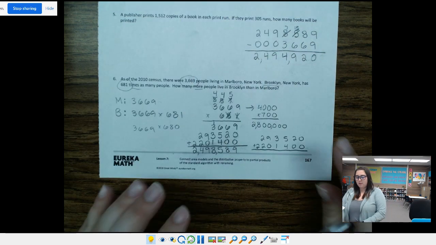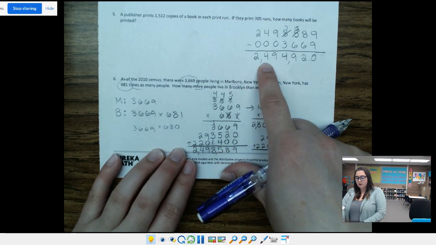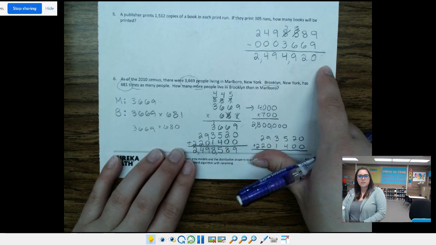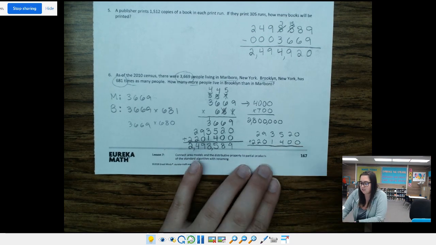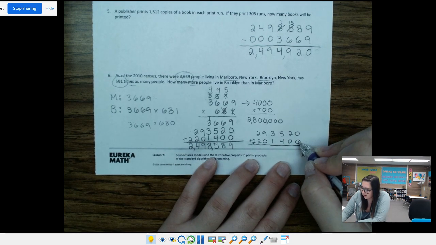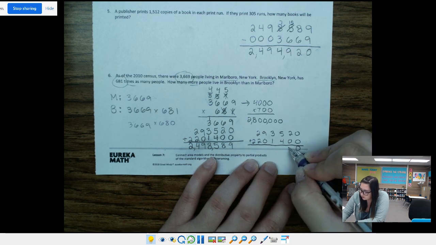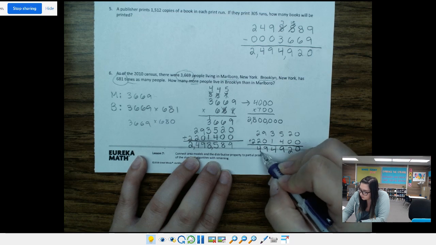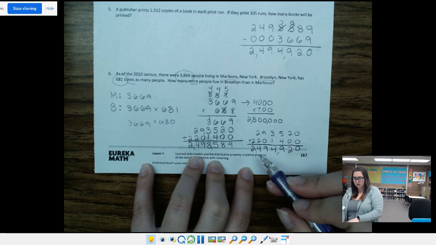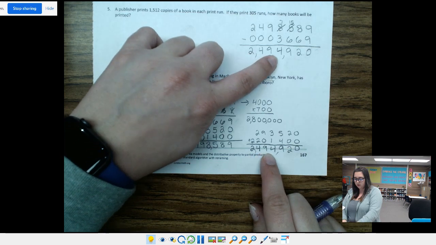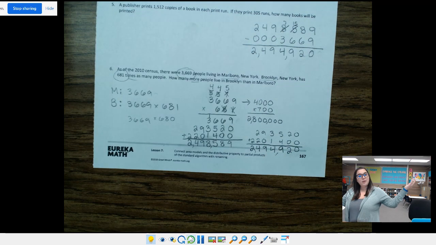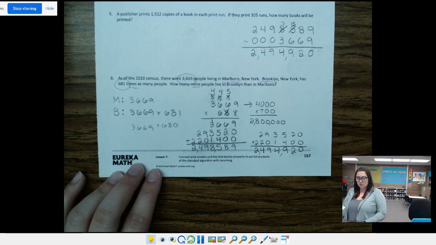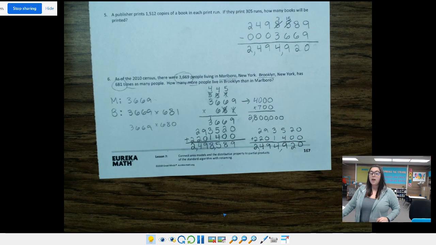How many more people live in Brooklyn? 2,494,920. I'm just curious, so I'm going to check this one too to make sure we did this right. I'll add: that would be 9, 4, 9, 4, 2. Let's check. 2,494,920. There we go. We got the same thing. Right? Did you get that? So this is how many more people live in Brooklyn than Marlboro. Good job, everybody. Bye.